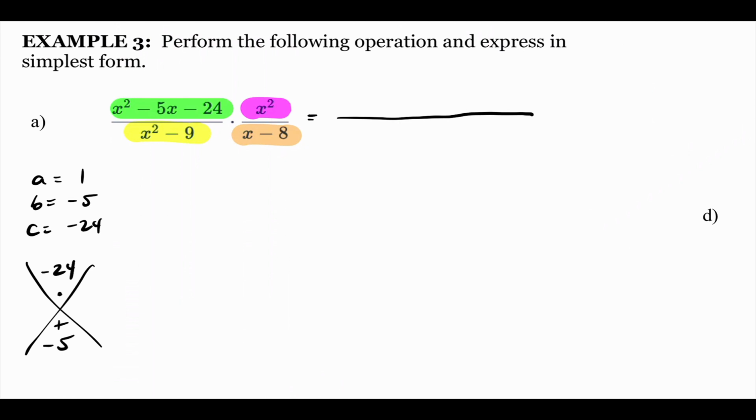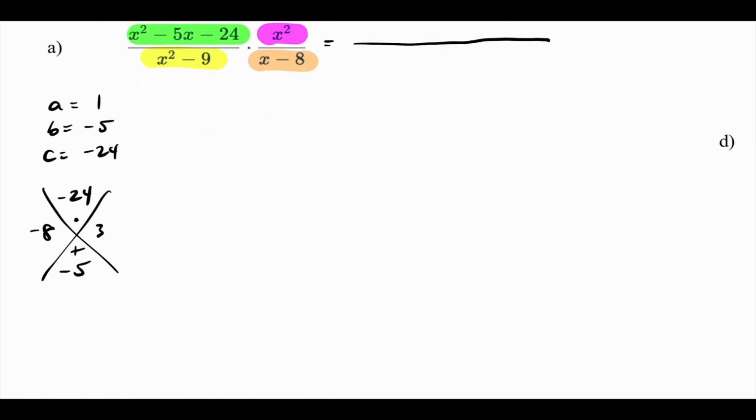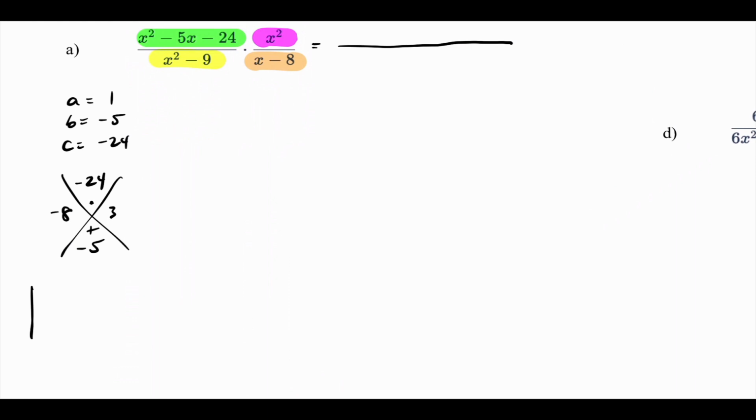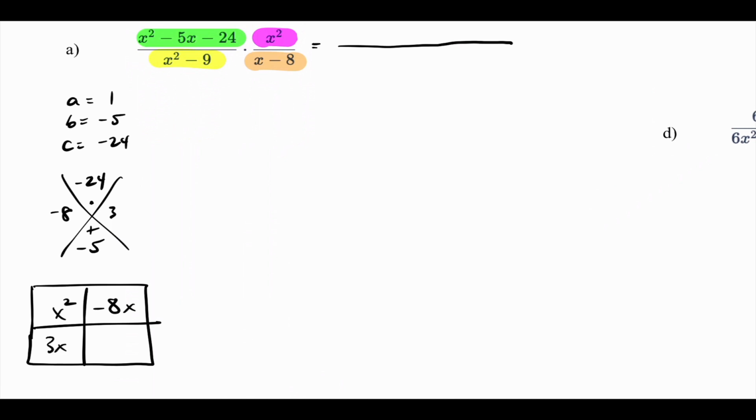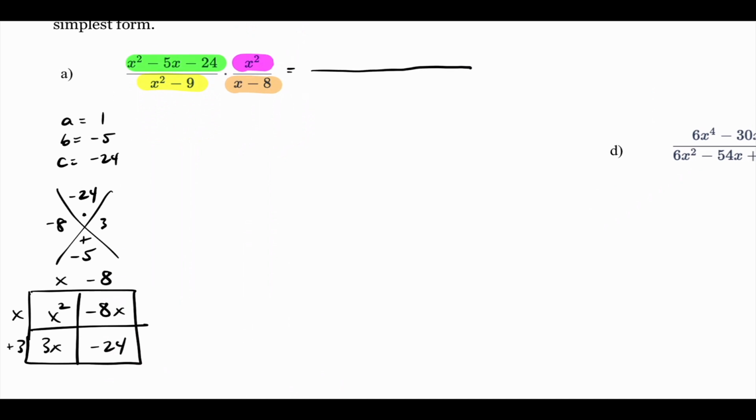Multiplies to be negative 24, adds to be negative 5. Let's see. I think it's going to be 8 and 3. Negative 8. Okay. So I got x squared, negative 8x, positive 3x, negative 24. So factored, I get 8 minus x and x plus 3.